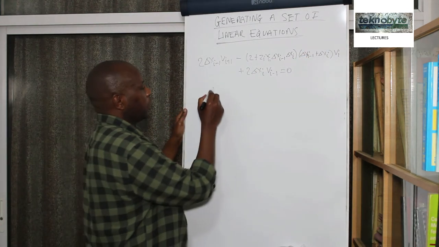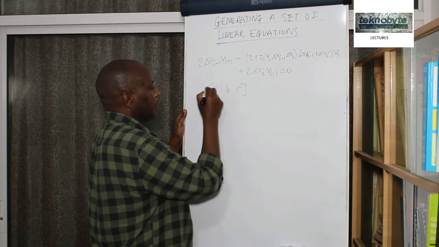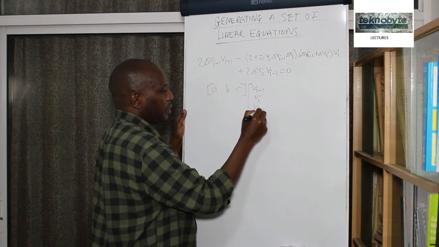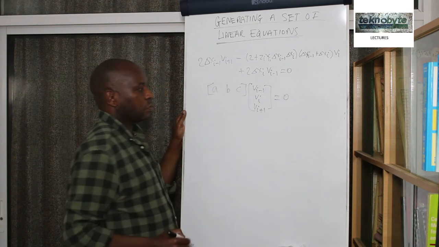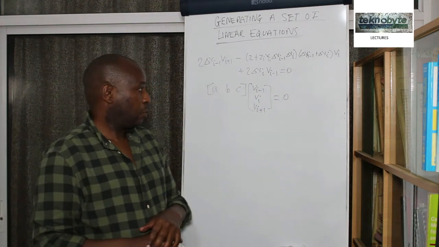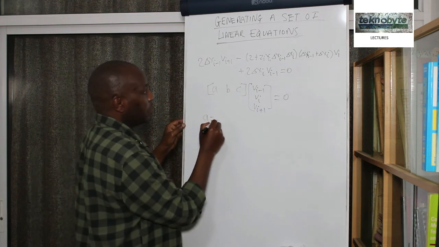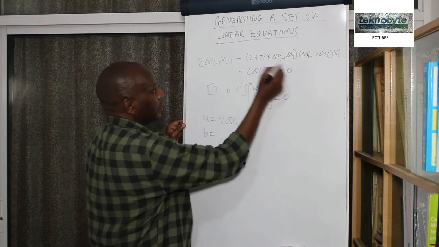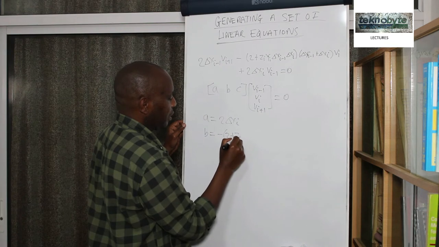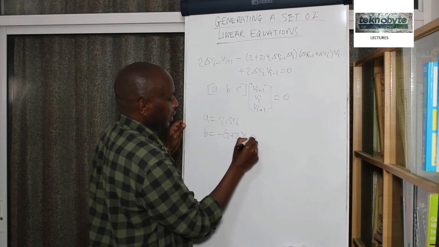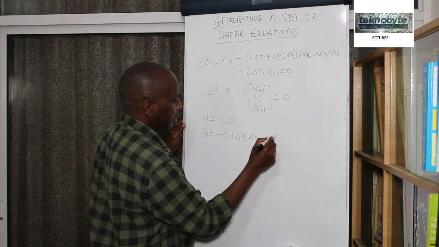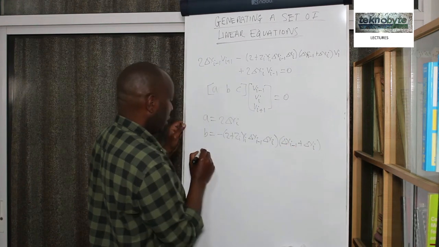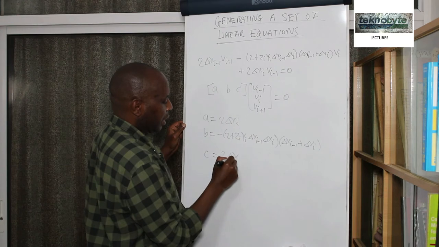In fact, we can write this equation as A, B, C in a matrix form, times Vi minus 1, Vi, Vi plus 1 is equal to 0. And what we know is that A will be equal to this term here, 2 delta xi. B is equal to this term here, which is minus 2 plus Zi Yi delta xi minus 1 delta xi, into delta xi minus 1 plus delta xi. And C is equal to 2 delta xi minus 1.